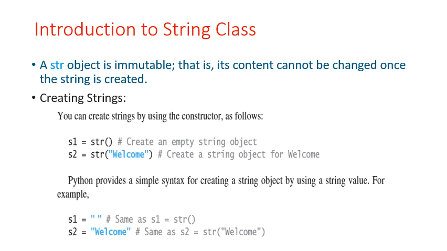s1 = str(""), so it creates an empty string object. s2 = str("welcome"), so it creates a string object whose value is "welcome". Python provides a simple syntax for creating a string object by using a string value. For example, s1 = "". This is the same as s1 = str(""), and s2 = "welcome" is the same as s2 = str("welcome").